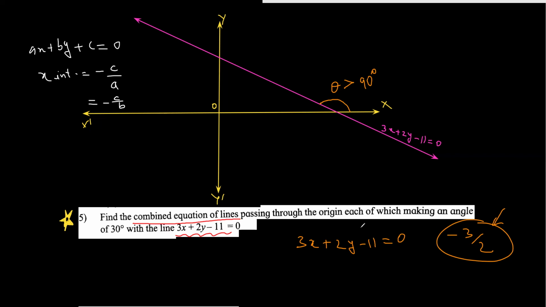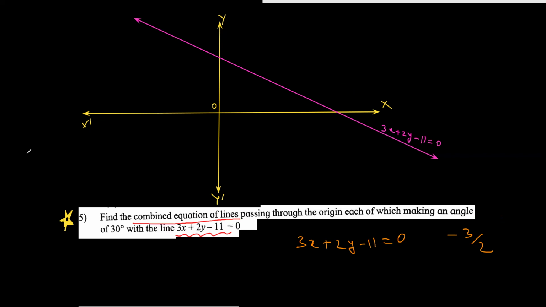So, see, minus, what is c? C is negative. So minus c upon a will be positive. What is the x-intercept? Minus of minus 11 upon 3, that is positive. And the y-intercept is minus of minus 11 upon 2, that is again positive. So I understand that both the x and y intercepts are positive. That's why it is cutting the x-axis and y-axis on the positive side. Okay, this is how I go ahead.